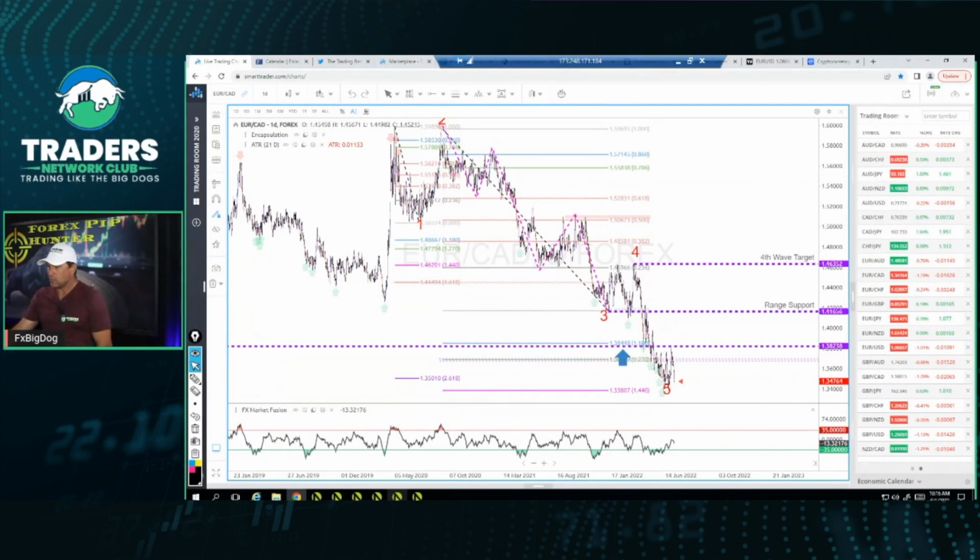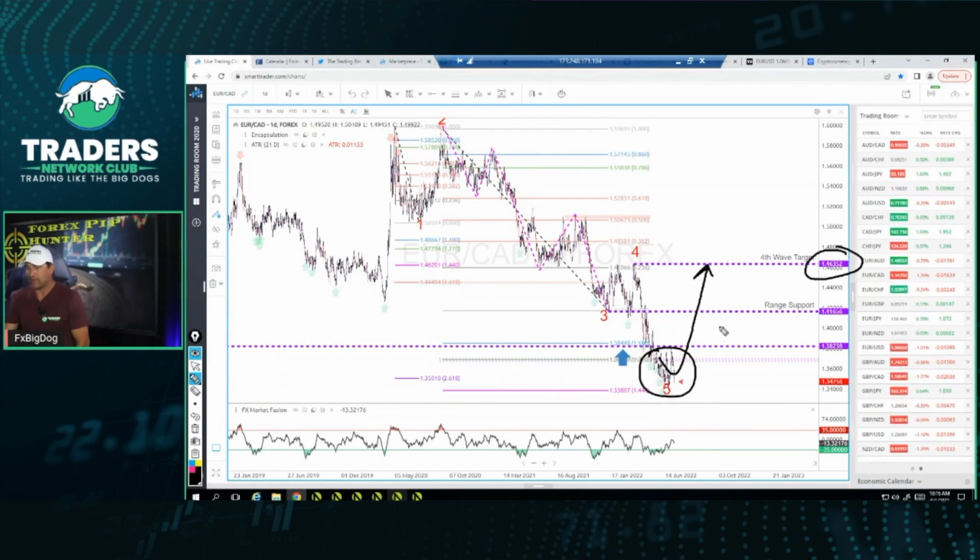You can see that we have wave 1, 2, 3 down here, 4 up here, and then price has gone ahead and tested wave 5 down here, which means, traders, we're expecting price to go all the way up here to about 146.35. That is the upside target on the euro Canadian dollar.